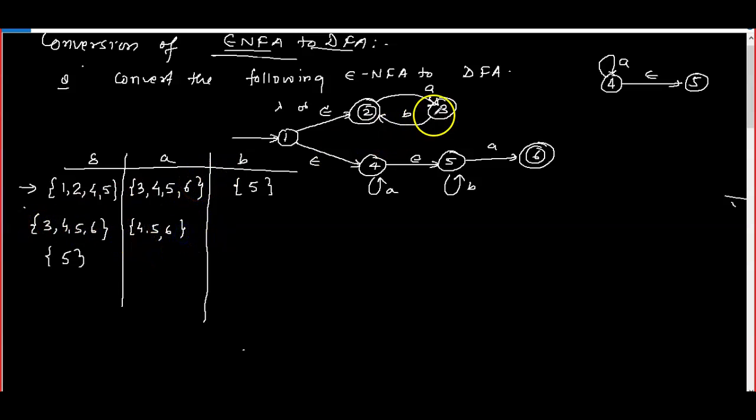3 to b is 2. 4 to b is nothing. 5 to b is 5. And 6 to b also is nothing. So a new state has come. That is 4, 5, 6. And 2 and 5. So you keep writing, so you will not forget here.